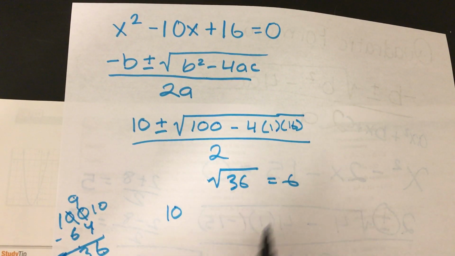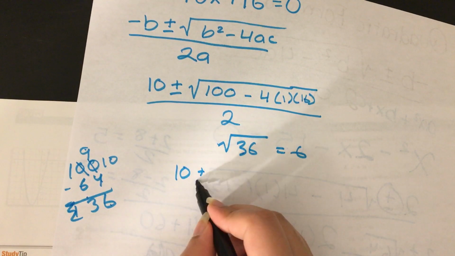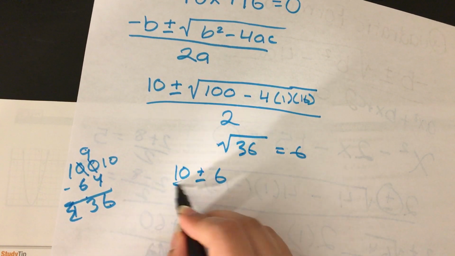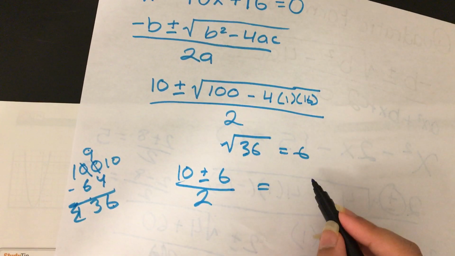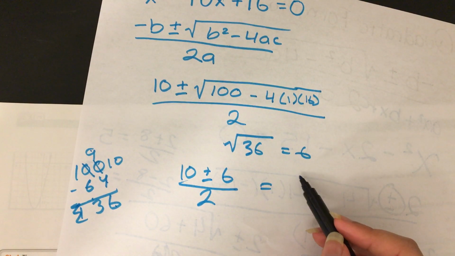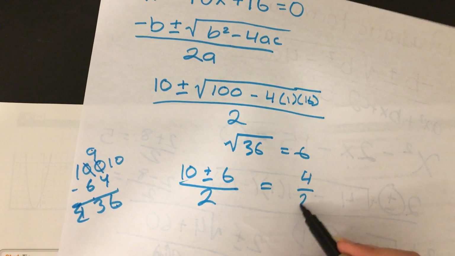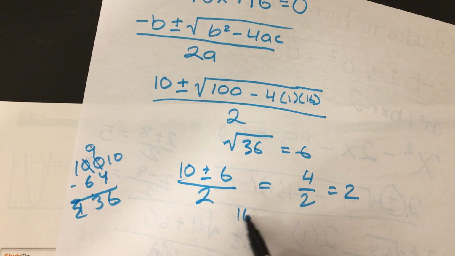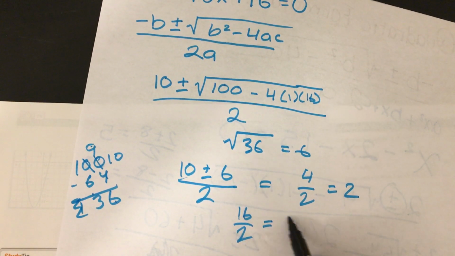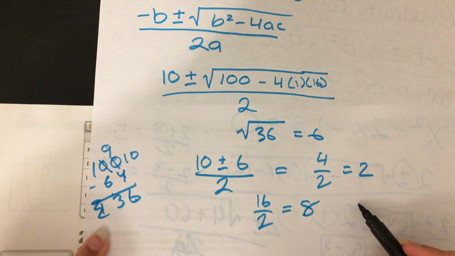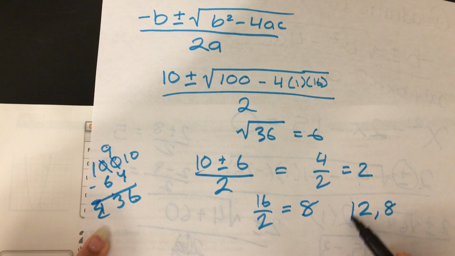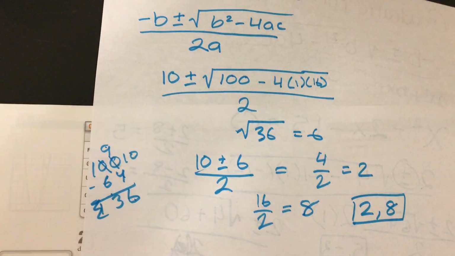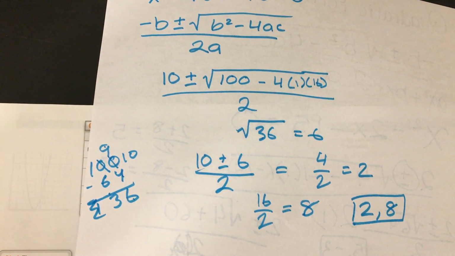So there's two possible answers. 10 plus minus 6 divided by 2. So it could either be 10 minus 6, which is 4, divided by 2, which is 2. Or it could be 10 plus 6, which is 16, divided by 2, which is 8. So our two possible answers are 2 and 8. And there, that's how you solve using the quadratic formula.